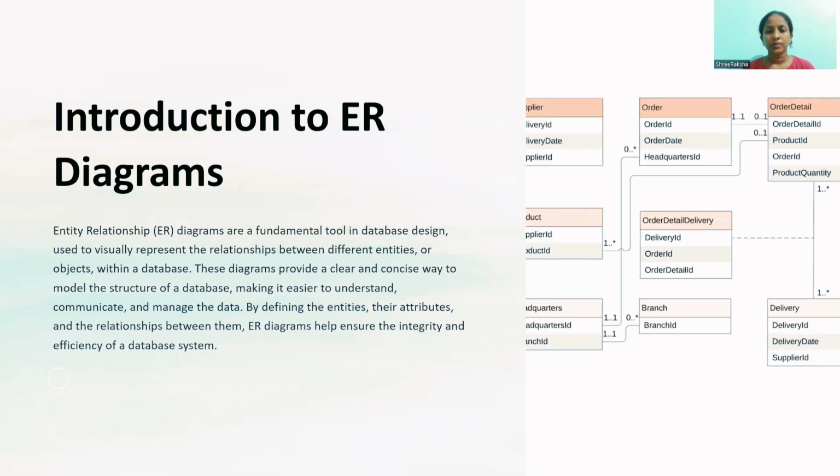Introduction to ER diagram. ER means Entity Relationship. Diagrams are a fundamental tool in database design, which is used to visually represent the relationship between the different entities or objects within a database. These diagrams provide a clear way to model the structure of the database, making it easier to understand, communicate, and manage the data. By defining the entities, their attributes, and the relationship between them, the ER diagram helps ensure the integrity and effectiveness of the database system.